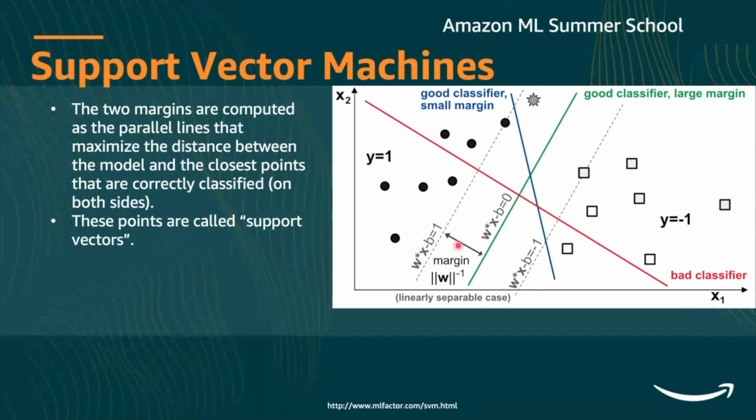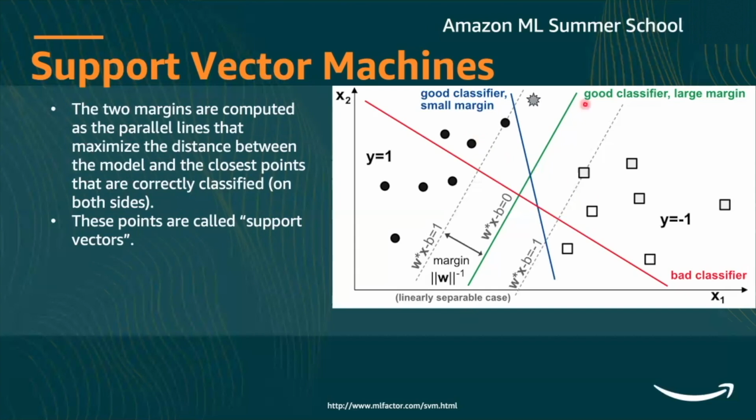Now these two margins are computed as the parallel lines that maximize the distance between the samples of the two classes. So this is the distance between the samples of two classes, and these lines are plotted such that the distance between the samples of two classes is maximized. These lines pass through some of the samples of class 1 and some of the samples of class 2, and these samples through which the line passes are known as support vectors. So now you can answer the question why the green line is better, because the margin or the separation between the two classes is maximum for the green line.